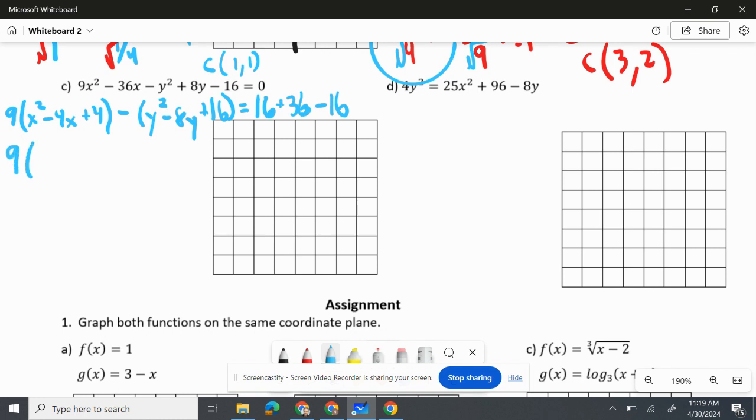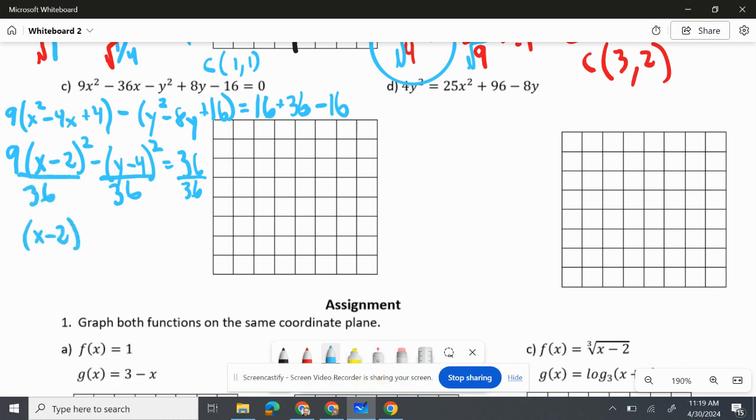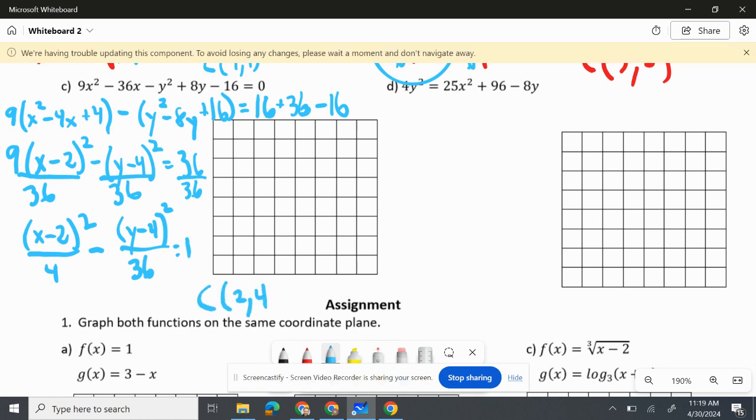So I'm going to factor, and I get x minus 2 squared minus y minus 4 squared equals 36. I'm going to divide it by 36. And that gives me x minus 2 squared over 4 minus y minus 4 squared over 36 equals 1. So my center is going to be 2, 4.